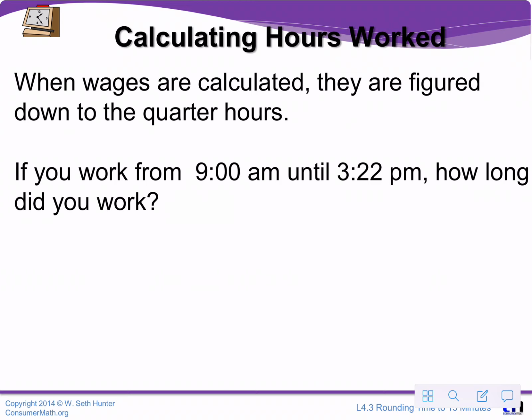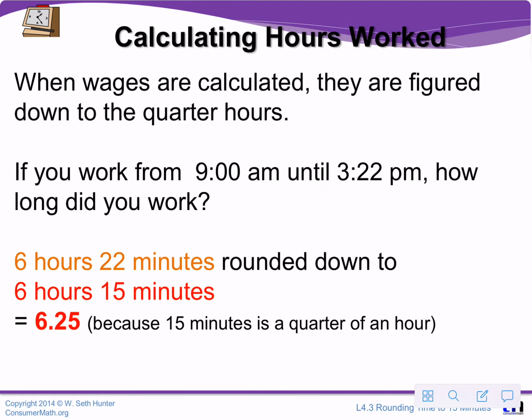Now you try, convert these times to decimals. When wages are calculated, they are figured down to the quarter hour. If you work from 9 a.m. to 3:22 p.m., how long did you work? 6 hours and 22 minutes, round to 6 hours and 15 minutes. So it would be 6.25 because 15 minutes is a quarter of an hour.